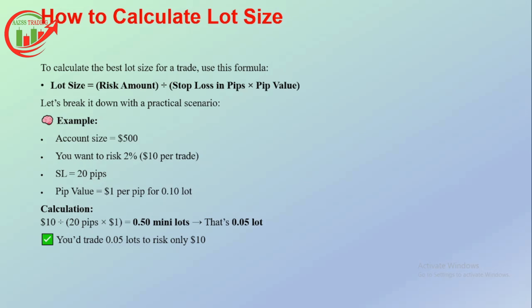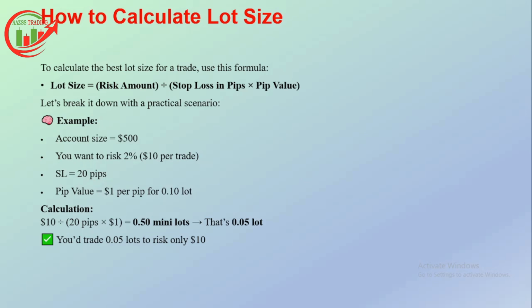You want to risk 2% per trade. That is $10 per trade. And your stop loss is 20 pips, right? So now the pip value is $1 per pip for 0.1 lot. So if you calculate that, you have $10 divided by 20 pips multiplied by $1. So that will give you 0.50 mini lots, and that's 0.05 lots. You understand? This is mini lots.